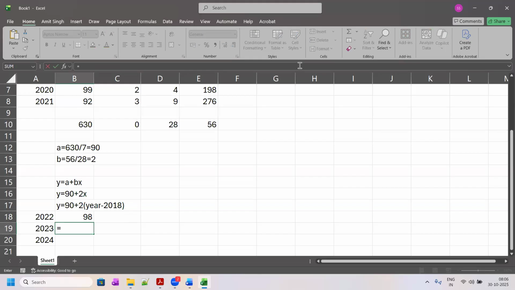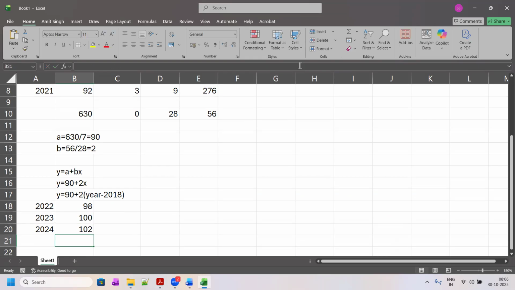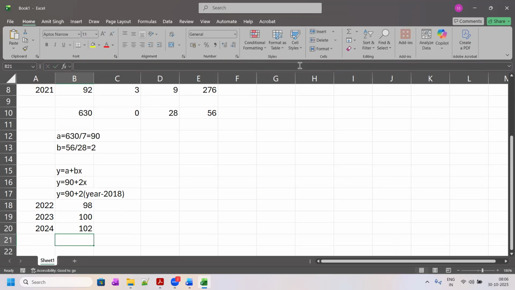What is the sales of 2023? 90 plus 2 into year. Year is 2023 minus 2018. This is the sales of 2023. What is the sales of 2024? 90 plus 2 into year. Year is 2024 minus 2018. You got the sales of 2024.